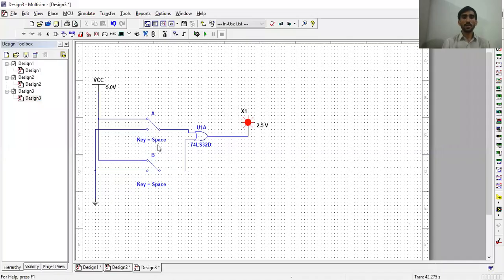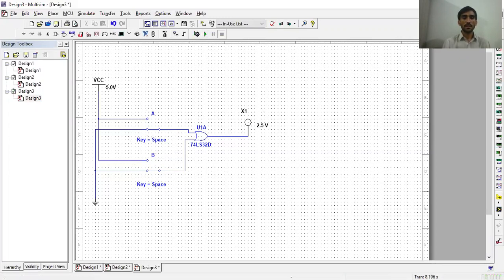Here is the simulation of the OR gate. Both inputs are 1, 1, then output is 1. If inputs are different, that is, if any input is 1, then output is 1. If both inputs are 0, then output is 0.